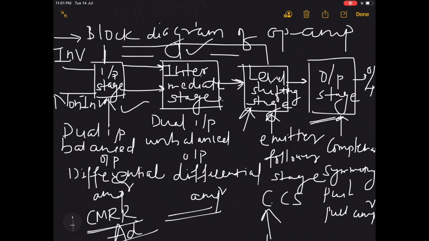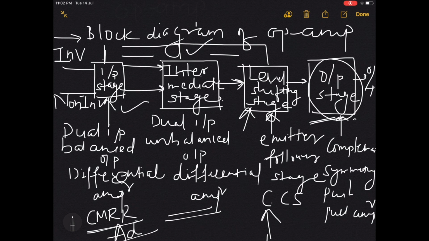Then last is the output stage. This is the final stage and is usually a push pull complementary amplifier output stage. The output stage increases the output voltage swing and raises the current supplying capability of the op-amp. This is the main function of the output stage. A well designed output stage provides low output resistance and high power gain. So overall, op-amp is the combination of these four blocks.